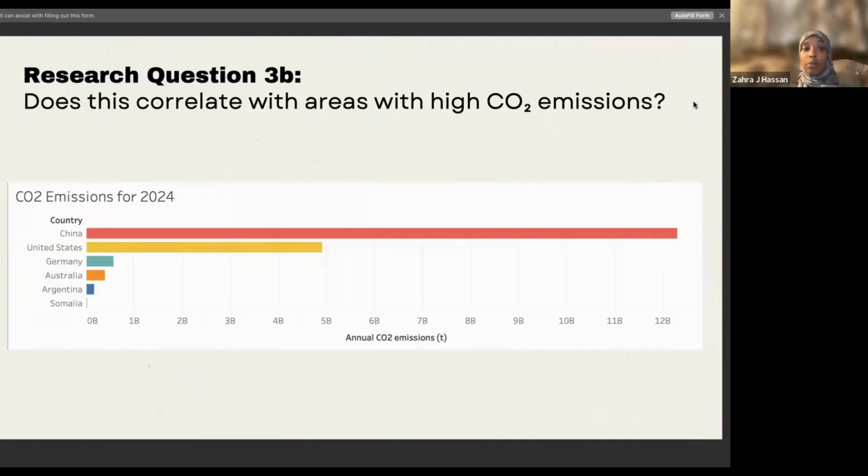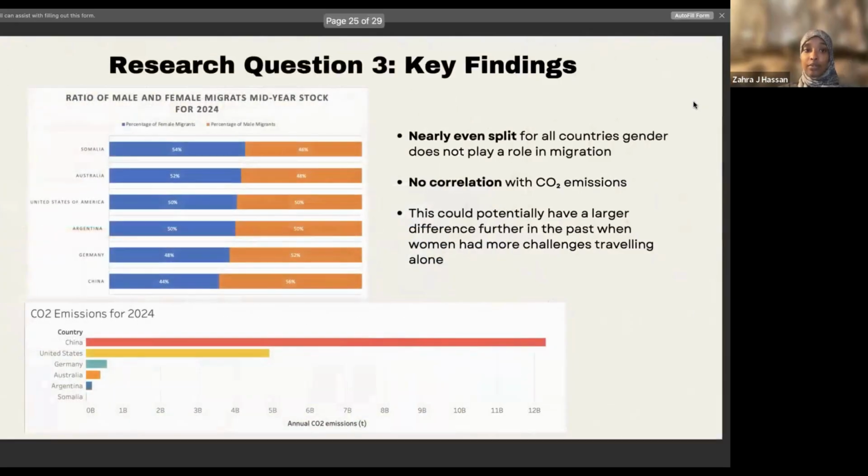So moving on, comparing both of these slides, what we realize is that there's a nearly even split for all countries, and gender does not play a huge role in migration, and there's not a clear correlation between CO2 emissions and gender migration because it's nearly evenly split. So we can't draw any further connections between that.